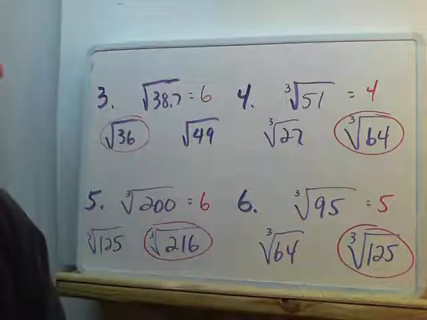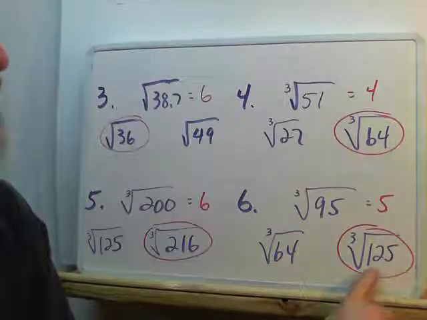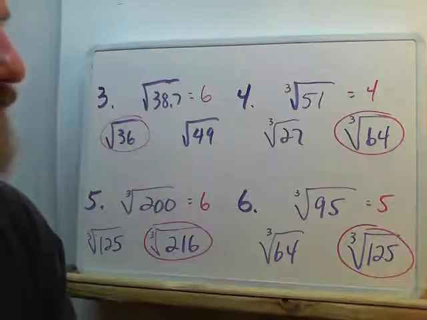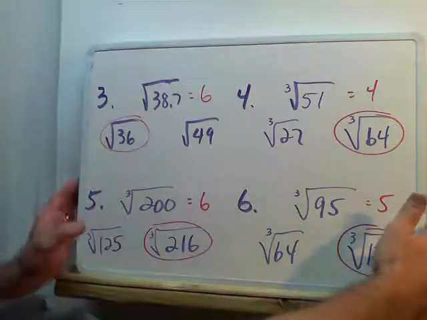And number 6, cube root of 95. We have the cube root of 64 here below, and we have cube root of 125 above, closer to 125, so we go with 5.